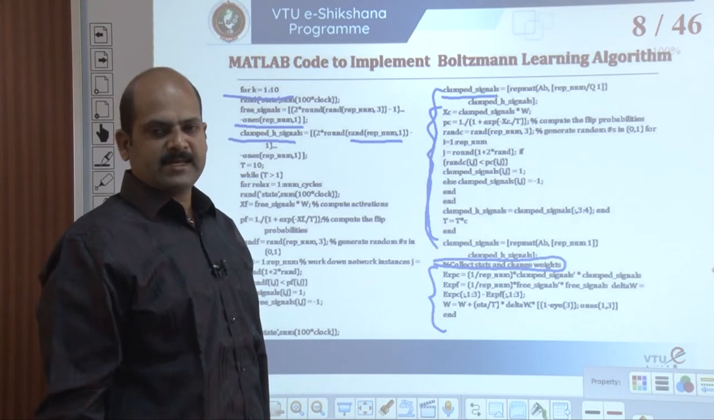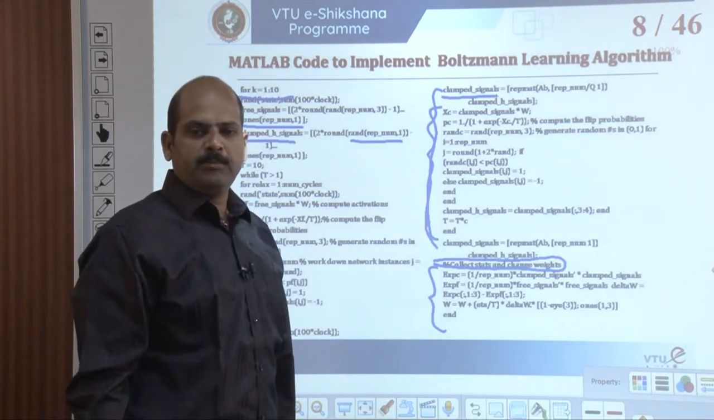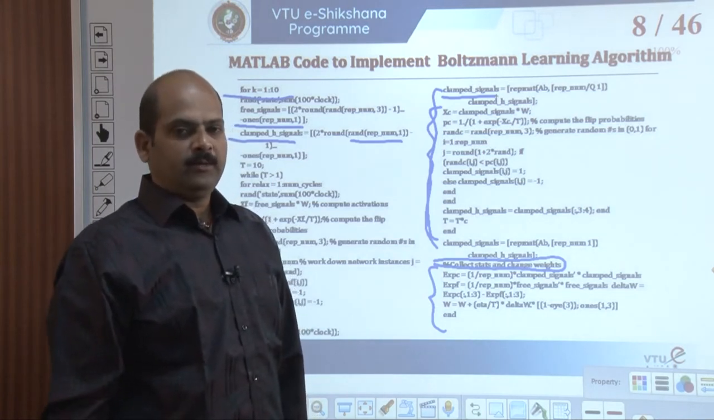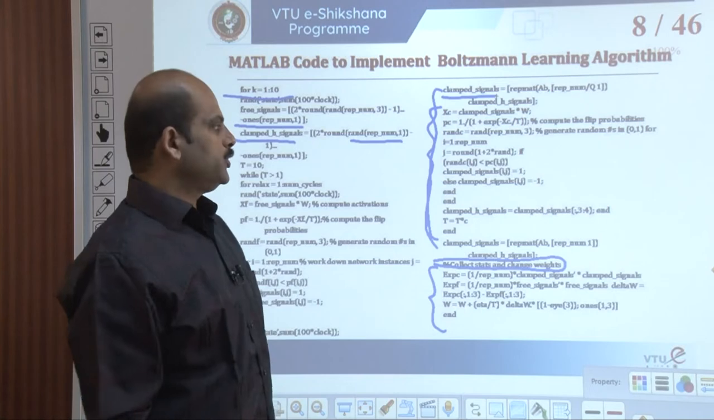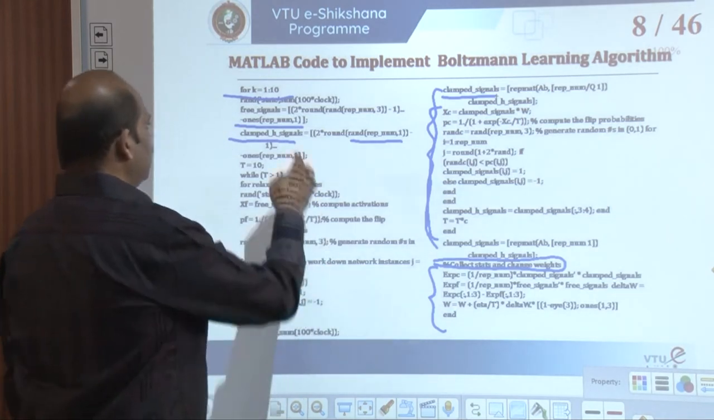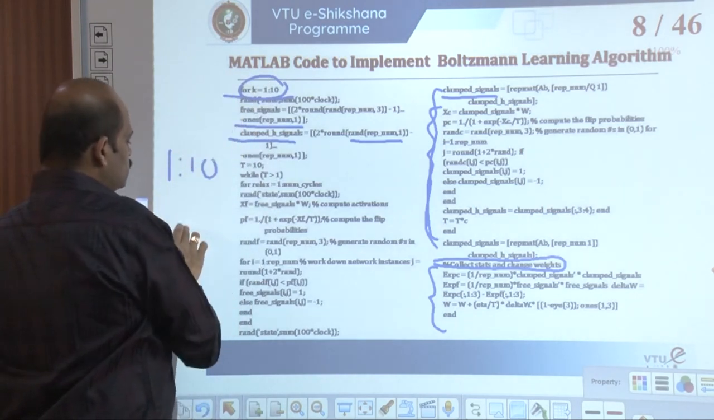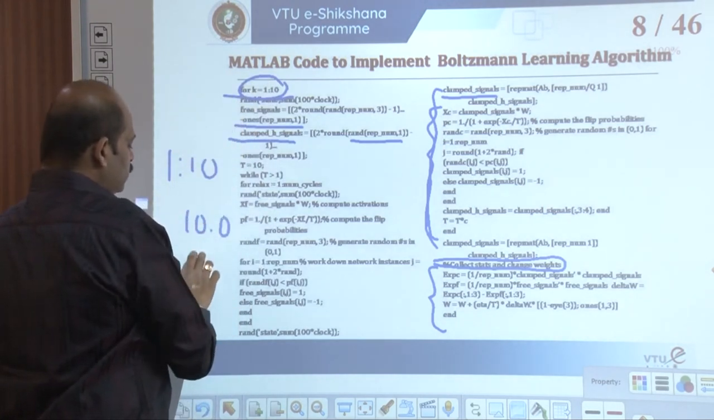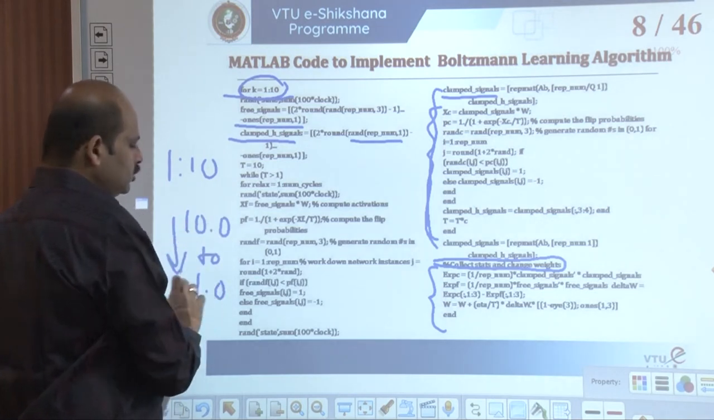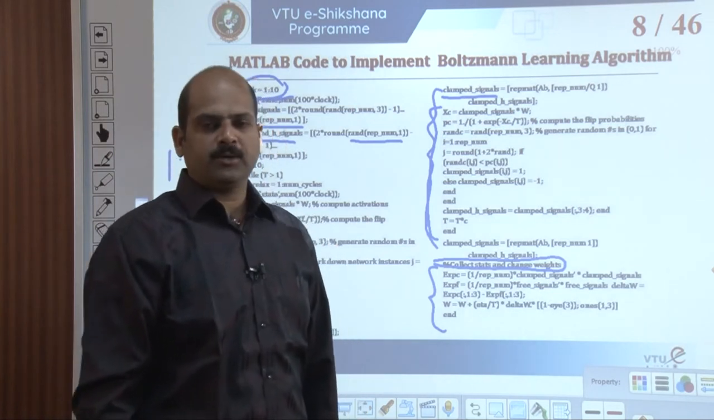As I already said, we are going to have 600 points, and annealing will be performed from a temperature of 10 to 1. That is why initially we take k equal to 1 to 10. The temperature is going to be decreased from 10 to 1. That is the annealing process.